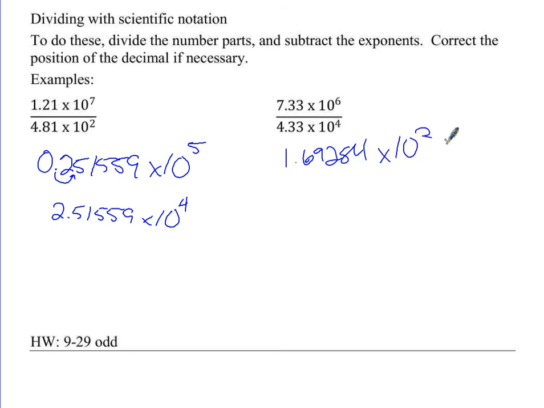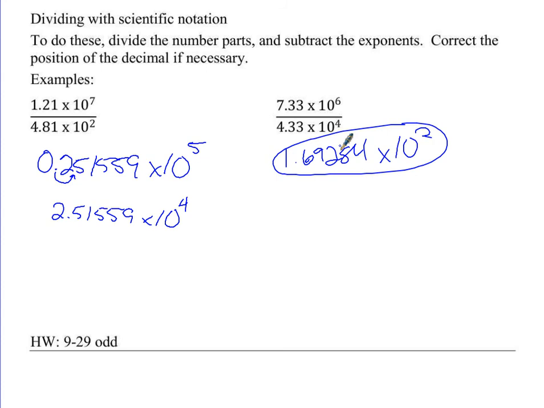And the nice thing about this one is 10 to the second power, we don't even really need scientific notation. If I wanted to, I could move that decimal place 2 places to the right and then just write 169.284, and that would be my answer. It does say, though, to leave it, it didn't say to put it in standard form, so we'll just leave it like that. But realize that this to the second power is just 169. It's very easy to switch that one.